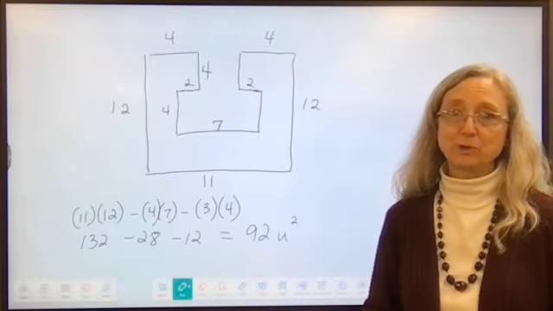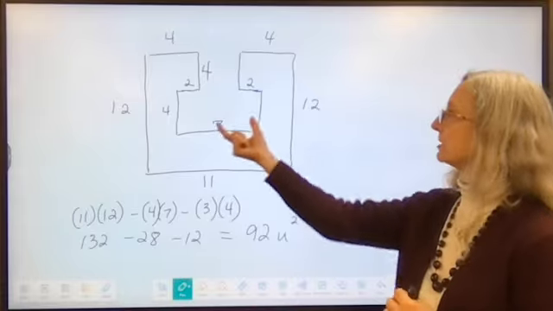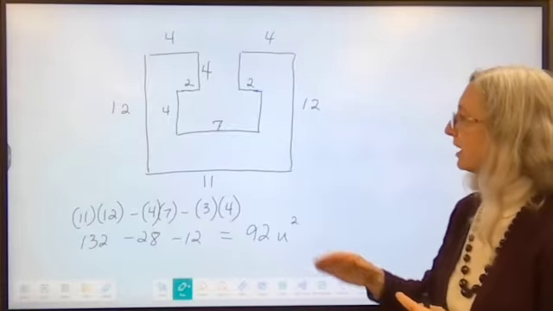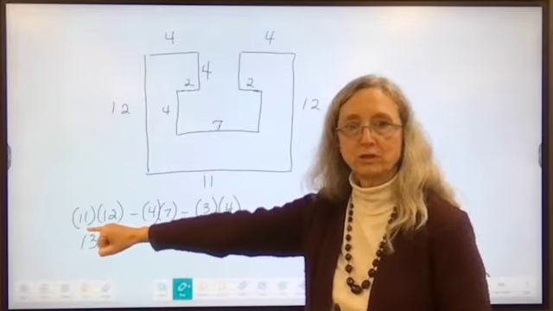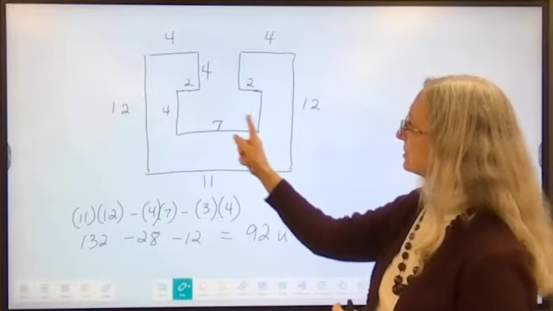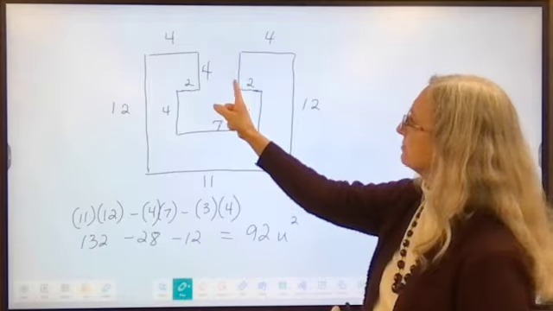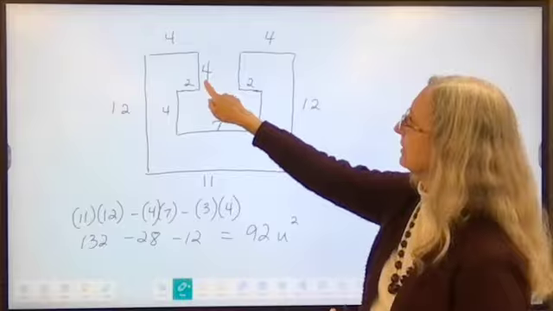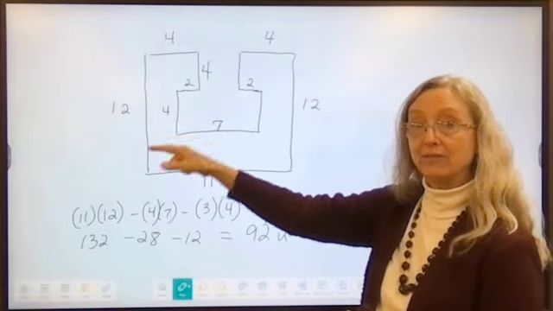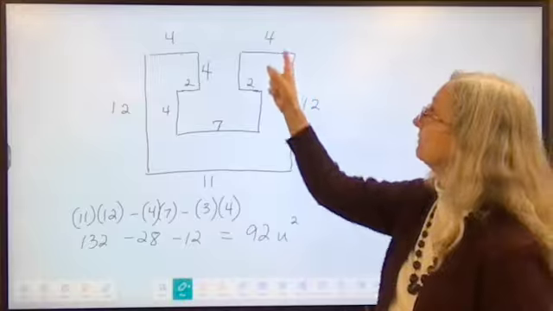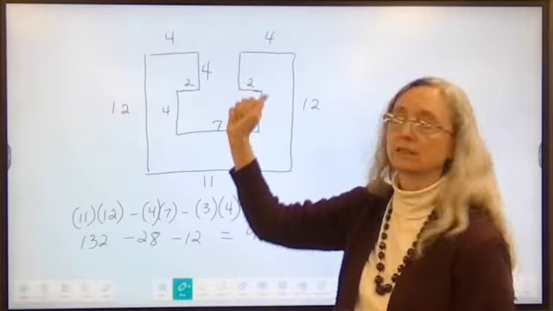Again, I took the approach of finding the entire figure and then subtracting out these cutouts. The entire figure is 11 by 12, so I multiplied 11 times 12. The dimensions of this portion here are 4 times 7, and the dimensions of this little section here is 4, and then this is 3. And I found that out because this whole side is 11 and this is 4 and 4. So 11 minus 8 left me 3 here.